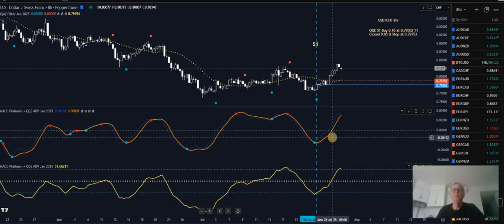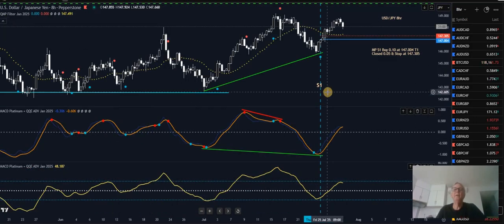USD Swiss franc, again, same. QQE through the half, through the 50 level, close half, stop up, can't lose. Now wait and see what happens. We're above the QQEs now, above the 60, so we're getting back to the sell side.